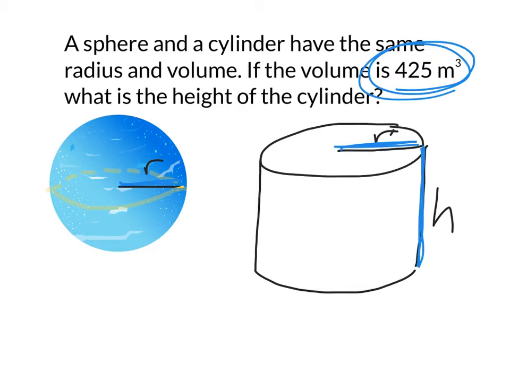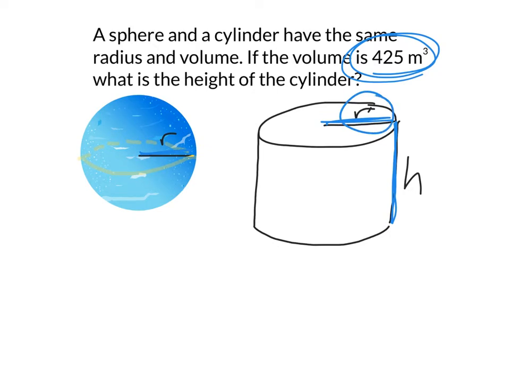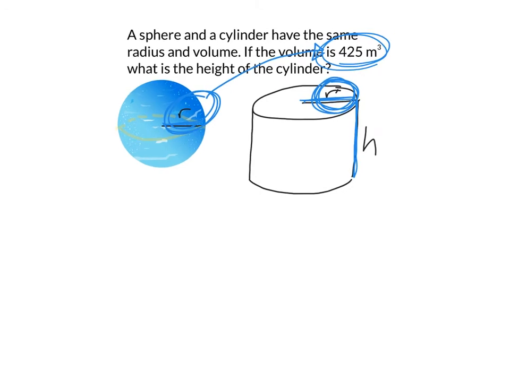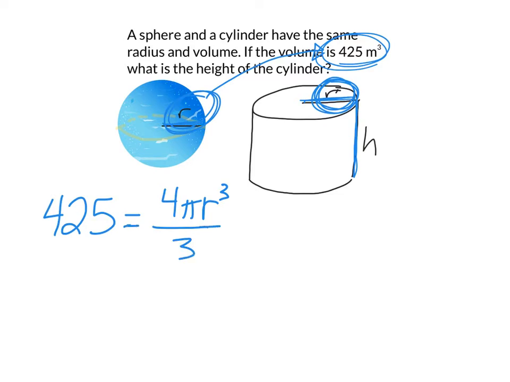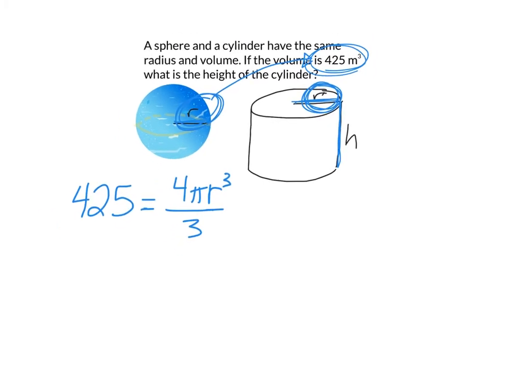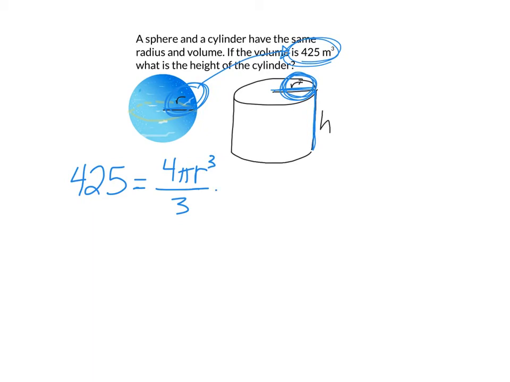That's the question. So in order to figure that out, I need to first find the radius of this cylinder. Well, thank goodness it's related to this radius, and I can use the volume to find that. So that's how we're going to start this problem, by finding the radius of our sphere. 4 pi r cubed divided by 3. So if I solve this equation, that will tell me what the radius of both of these shapes happen to be. So we solve by multiplying first.